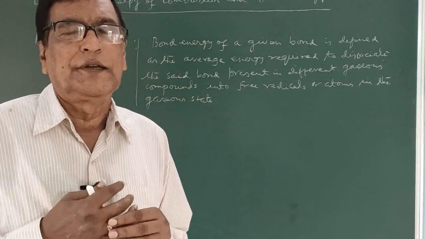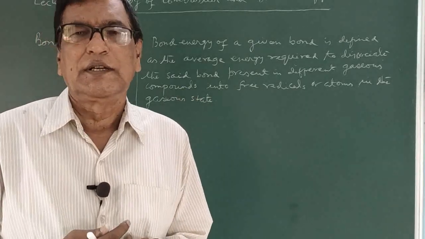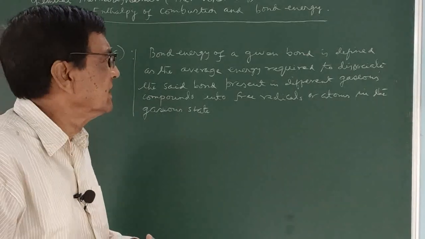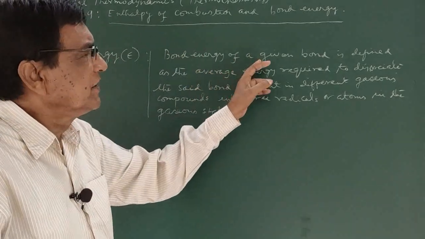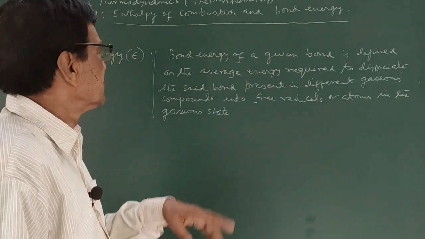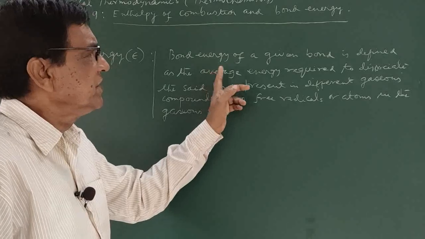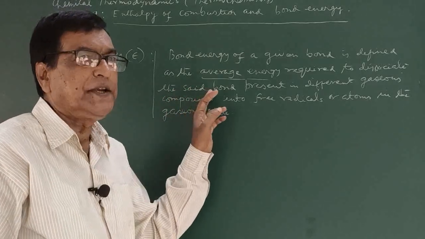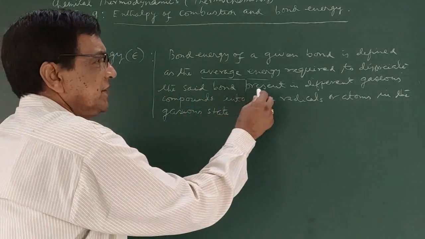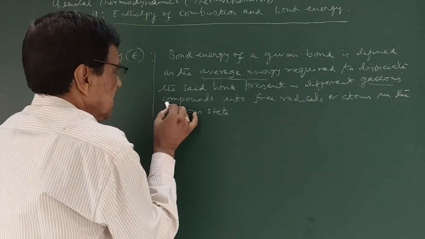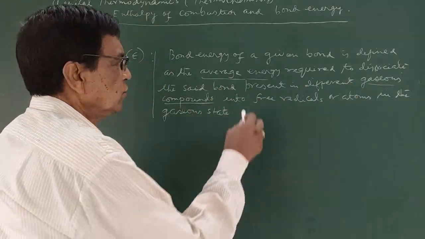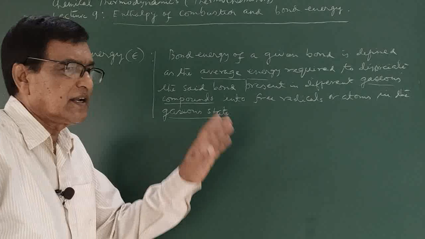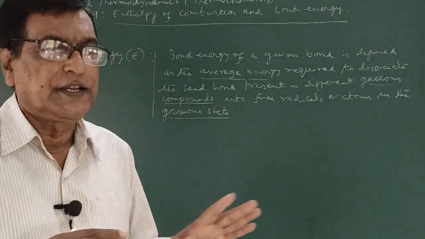Now I am coming to bond energy. The bond energy of a given bond is defined as the average energy required to dissociate the said bond present in different gaseous compounds into free radicals or atoms in the gaseous state. These underlined words are to be taken very carefully.